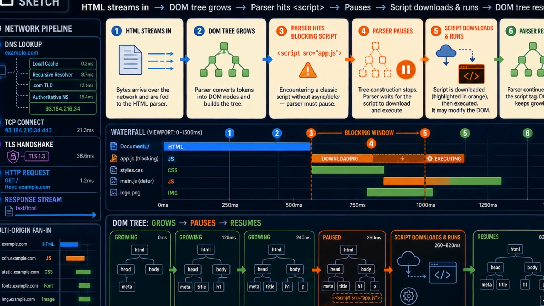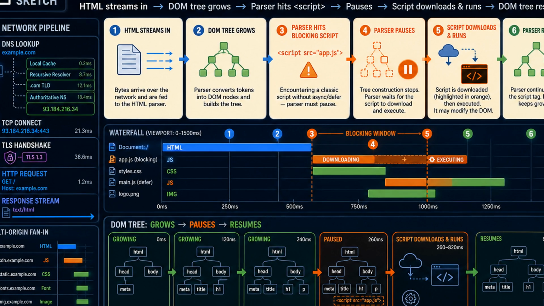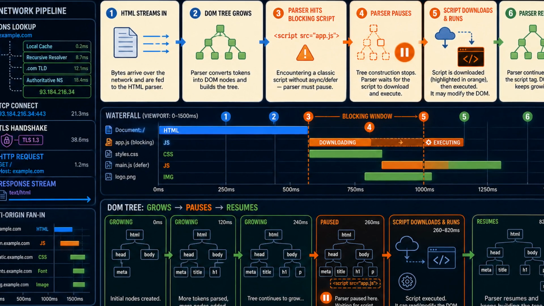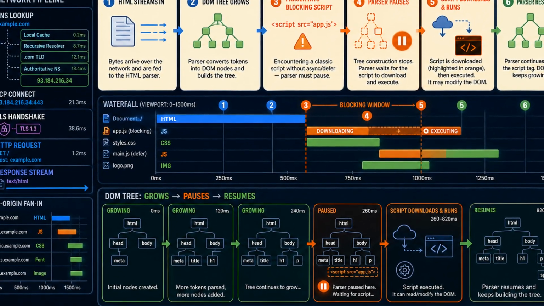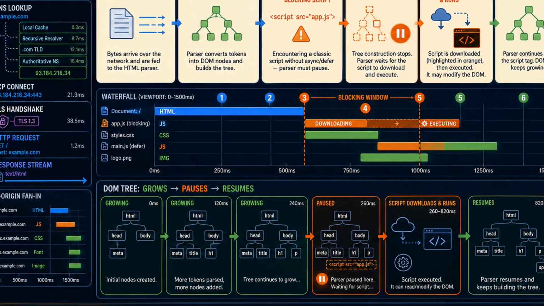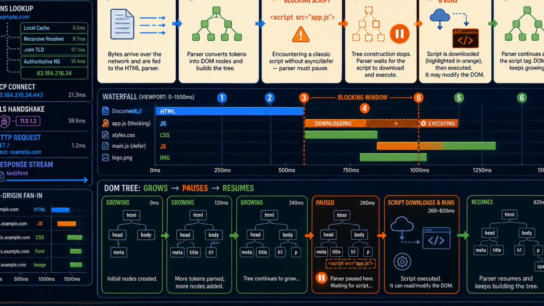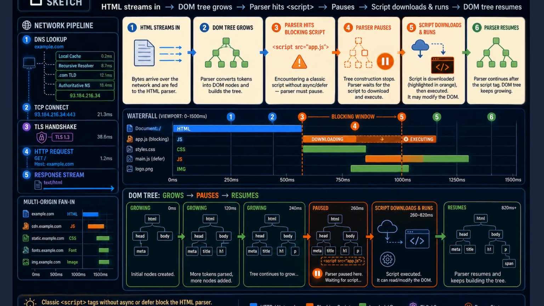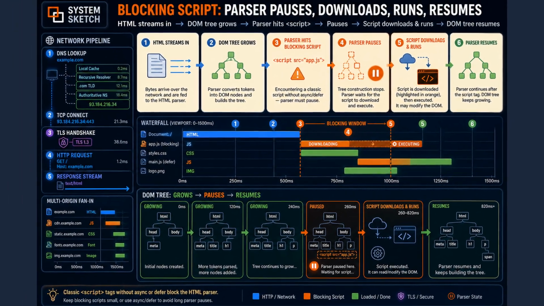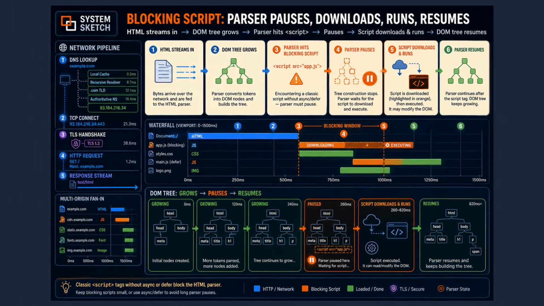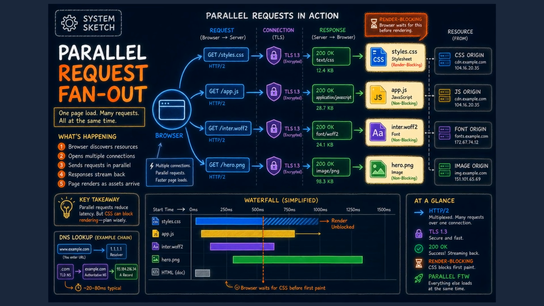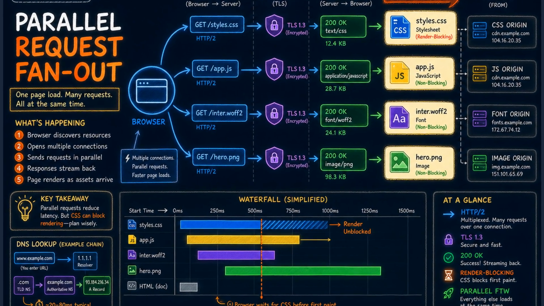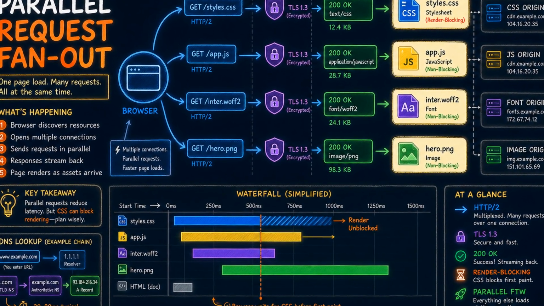It builds the document object model, a tree structure representing every element on the page. When the parser hits a script tag without the async or defer attribute, it pauses and waits for that script to download and execute. This is why script placement in HTML has a measurable impact on how fast the page becomes visible. As the HTML parses, the browser discovers references to style sheets, JavaScript files, images, and fonts.